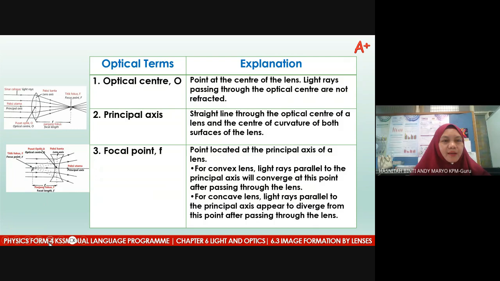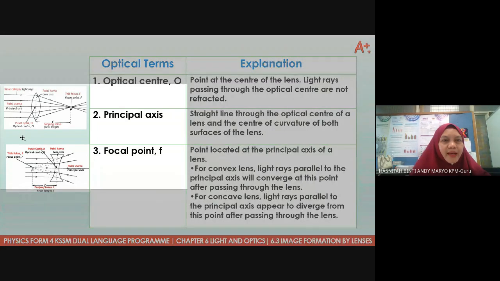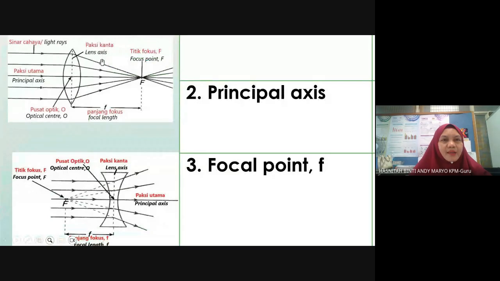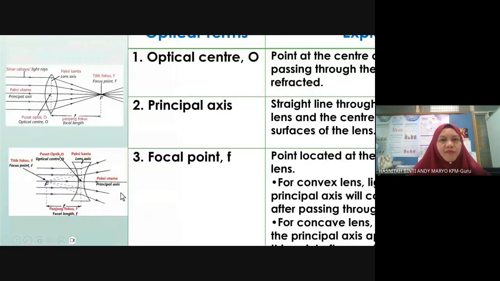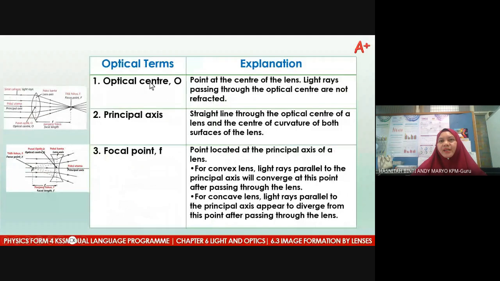If you look at this diagram on the left side, this is the drawing for the convex lens, and down here is the drawing for the concave lens. See the optical center there. This is the optical center for the concave lens. So what is the optical center, students? It is a point at the center of the lens where light rays passing through this point are not refracted. If you look again at this diagram, the line at the center passing through the optical point continues to travel in a straight line, meaning it is not refracted.